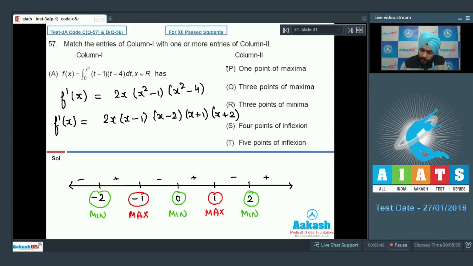Out of the first three, this is wrong. 3 points of maxima, wrong. R is correct. Now let us talk about points of inflection.